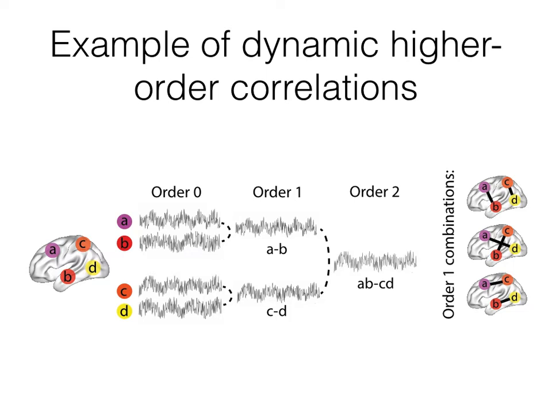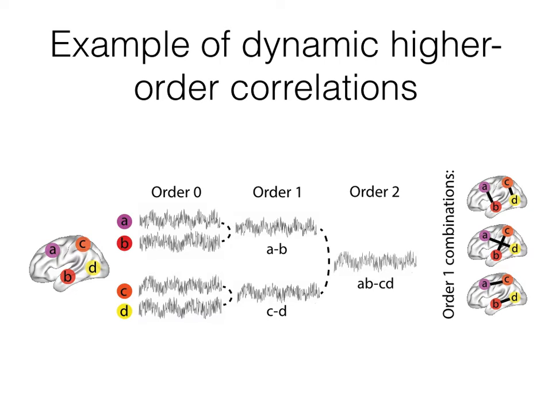So this might look pretty familiar to your groups working on edge functional connectivity. But to give you a more concrete example of higher order correlations, here's a diagram of 4 brain regions, A, B, C, and D. First, the raw activity patterns or order 0 correlations are shown. Next, the dynamic first order correlations show how A and B as well as C and D are related over time. And finally, the dynamic second order correlations reflect the correlations between those pairs of first order correlations.